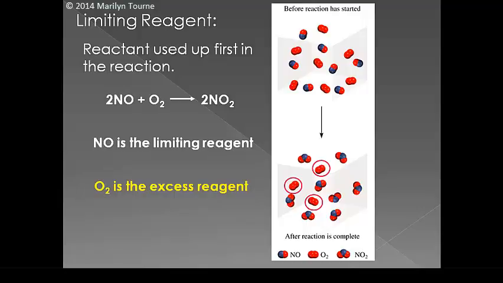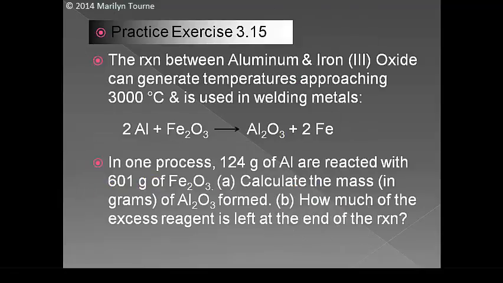Let's do a problem now that deals with limiting reagents. This is example or practice exercise 3.15. It reads, the reaction between aluminum and iron 3 oxide can generate temperatures approaching 3000 degrees Celsius and is used in welding metals. Sounds like none of that information I'm going to need. And then they give you an equation or reaction. First thing you've got to do is make sure that this reaction is balanced, but it is.